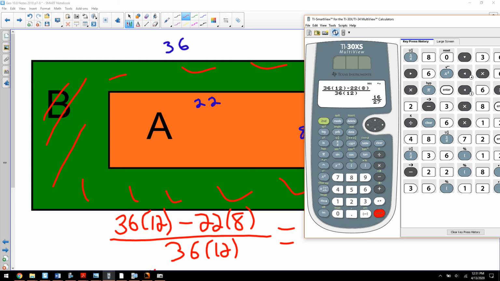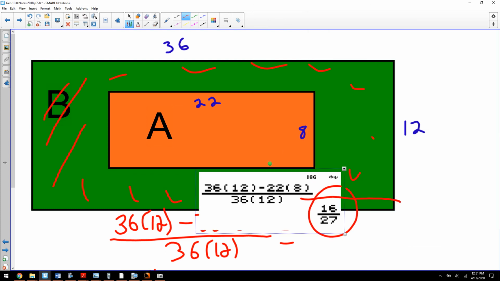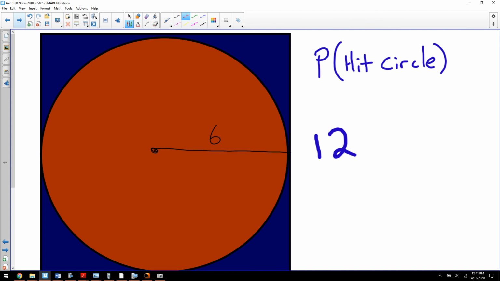As soon as you write it out, then you just hit enter on your calculator, and then your probability of landing in the shaded region is 16/27ths. It's okay to have, we don't need decimals here. All we need to do is just give me a fraction that's simplified. Okay, let's try, I think I have one more here.